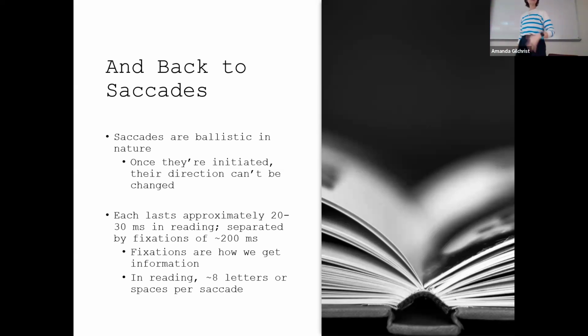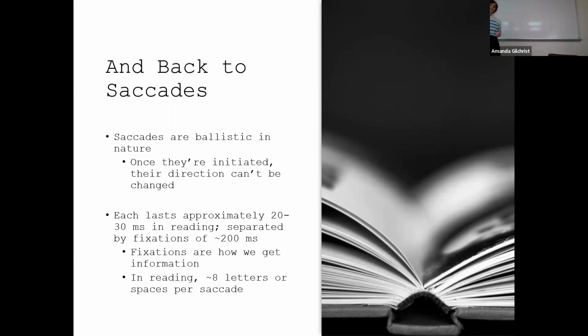Each saccade is going to last about 20 to 30 milliseconds when we're reading, and they're going to be separated by periods of fixation. When we're reading, fixations are the way that we get our information. So we'll have a period of a quick saccade with a longer fixation and then another saccade.